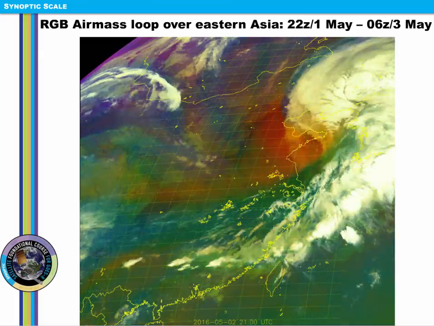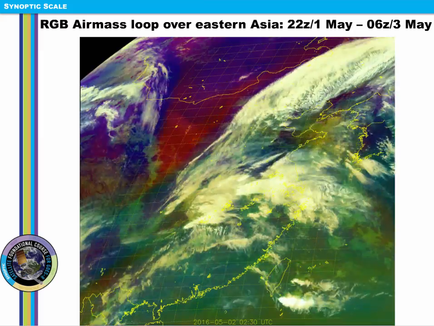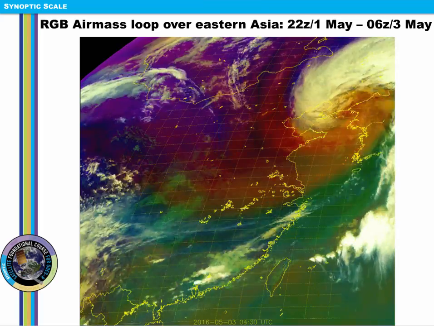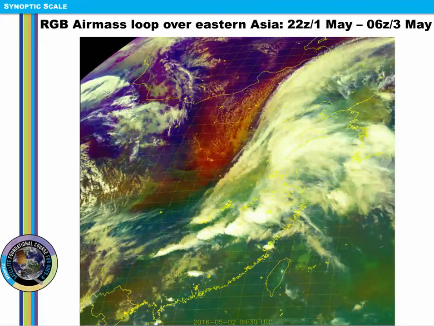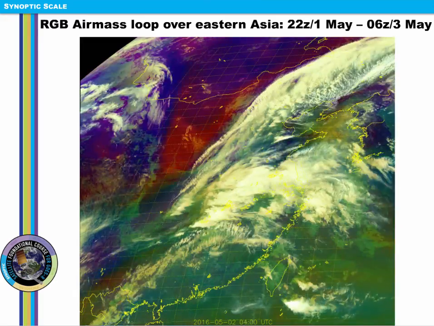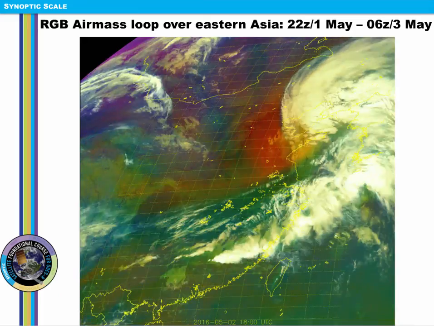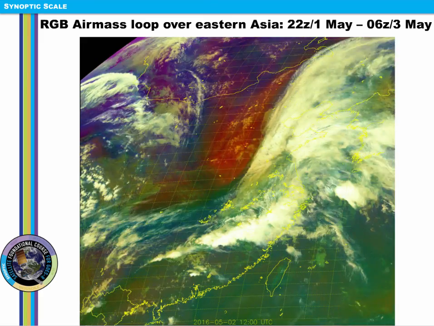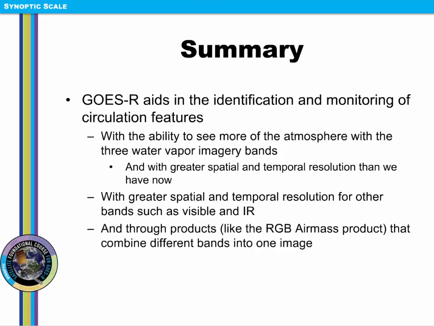There are other tools that try to put together information from various bands into a single image. The RGB air mass product is an example of such an image, using the 3 water vapor bands along with 2 IR bands. The idea is to better depict the different air masses. This loop focuses on the 2 interacting shortwaves that we saw in the last loop that led to the cyclone in eastern Asia. This imagery is discussed further in the cyclogenesis module. In summary, the new water vapor channels on GOES-R, along with other products, will enable one to visualize more of the atmosphere and with greater spatial and temporal resolution than we have today.